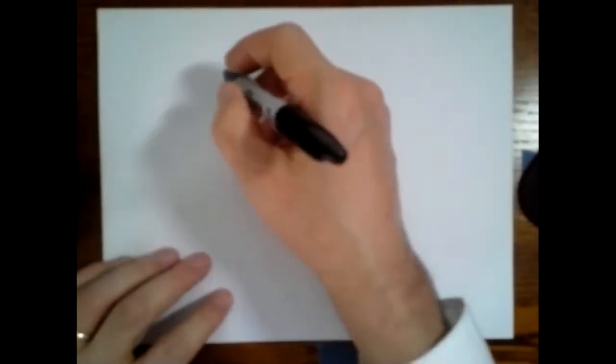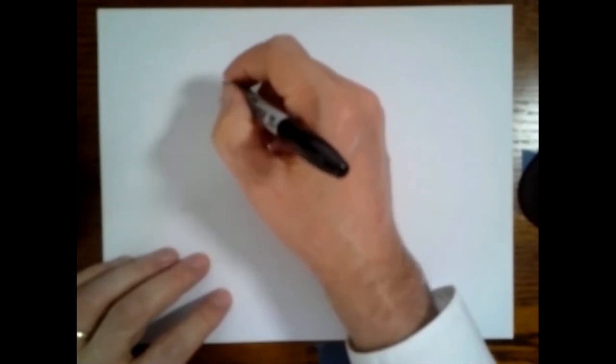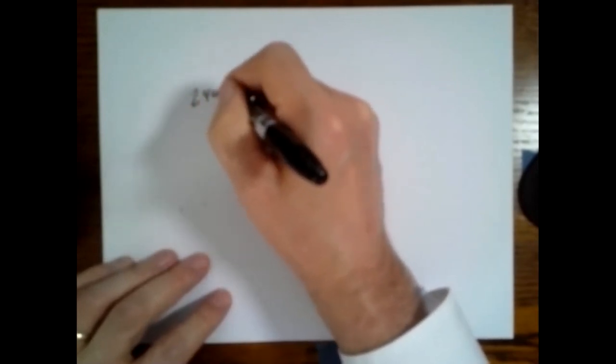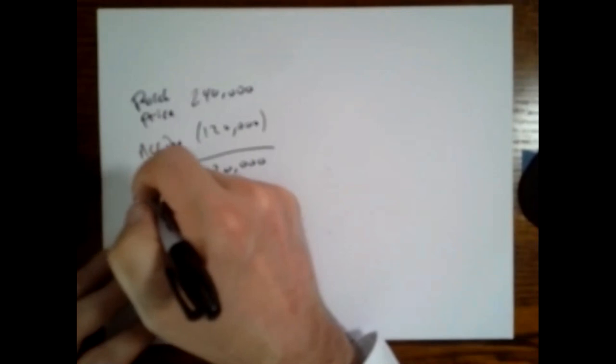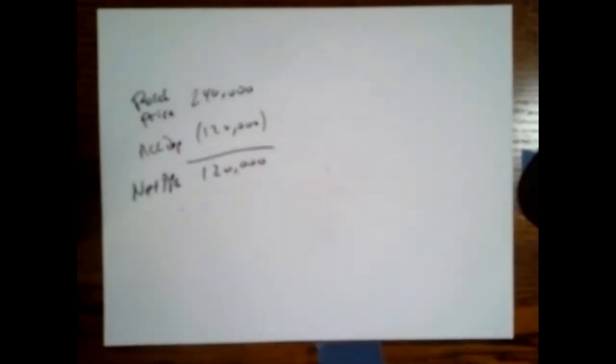If our firm, let's say at the end of year two, changed its mind. We had an original book value of 240, right? This is our purchase price. At the end of year two, our accumulated depreciation would have been two years' worth of depreciation, that'd be 120,000. Add that together and we have a net PPE, or net book value, of 120.